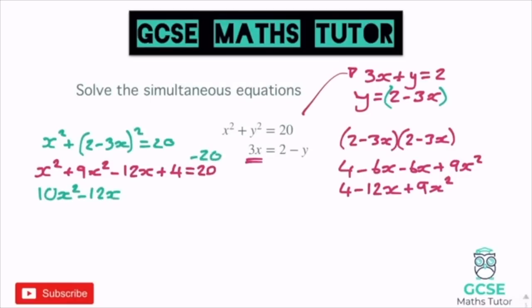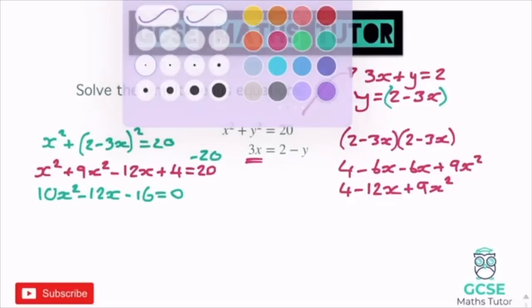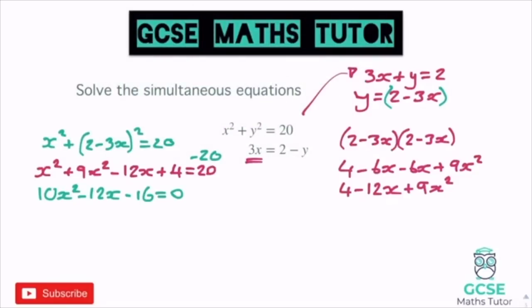So plus 4, take away the 20, gives us negative 16. Again, I've done that in 2 steps there from that first question that we looked at. Again though, this is quite nice, they're all even, it simplifies, but it's not going to get us down to a single x squared at the start there. But if we divide by 2, we get 5x squared minus 6x minus 8 equals 0.